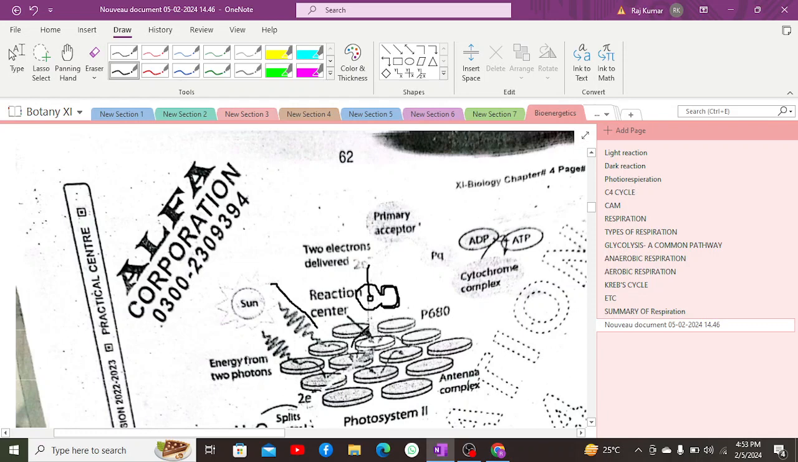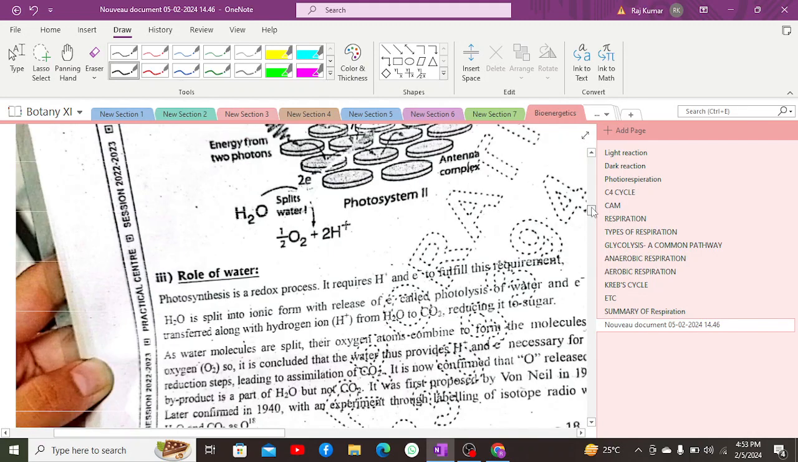And one more thing over here, that the energy transfer from the antenna complex to the reaction center is without the transfer of electrons. Such type of energy transfer is known as resonance energy transfer. Resonance energy transfer.